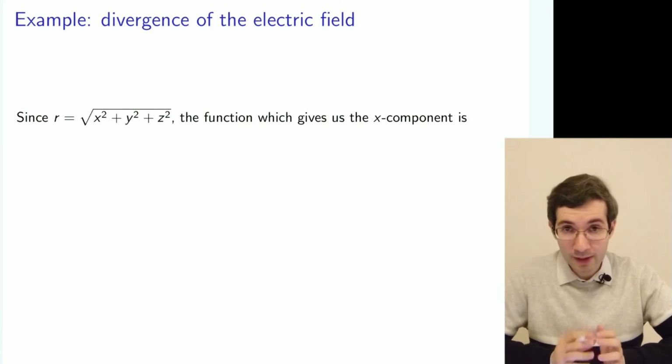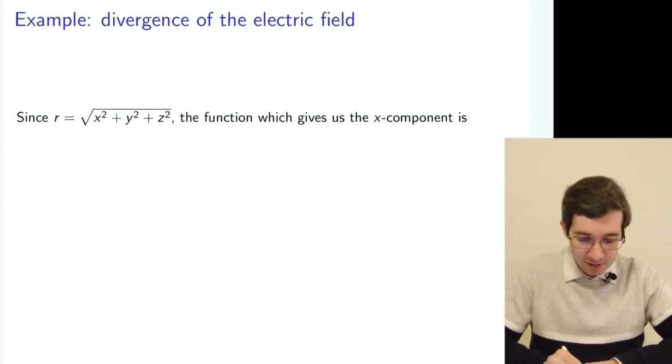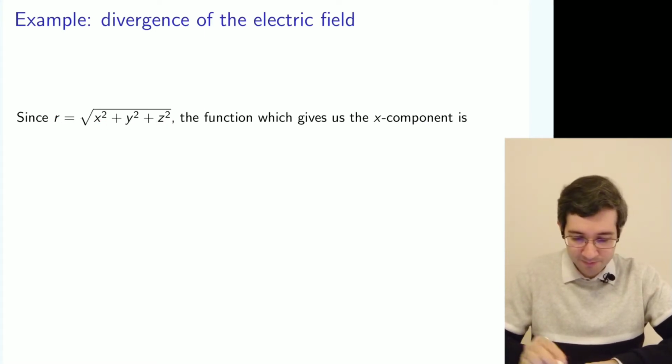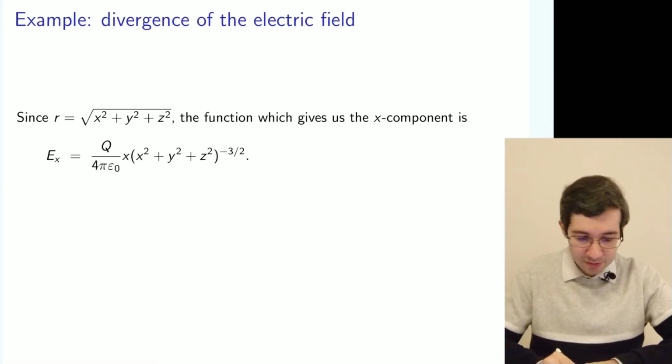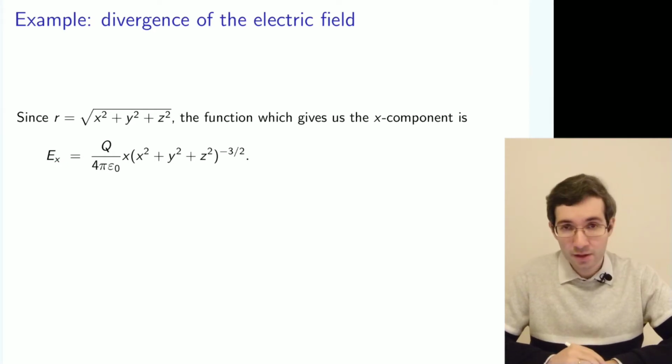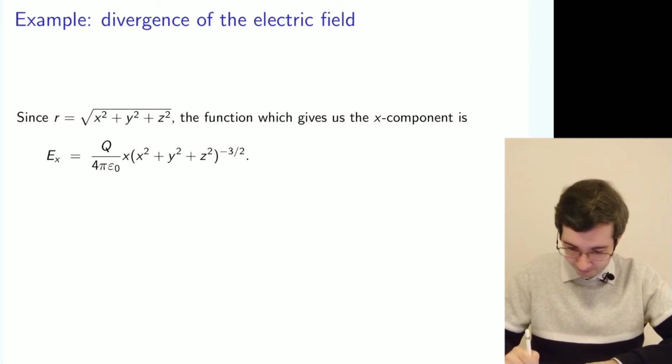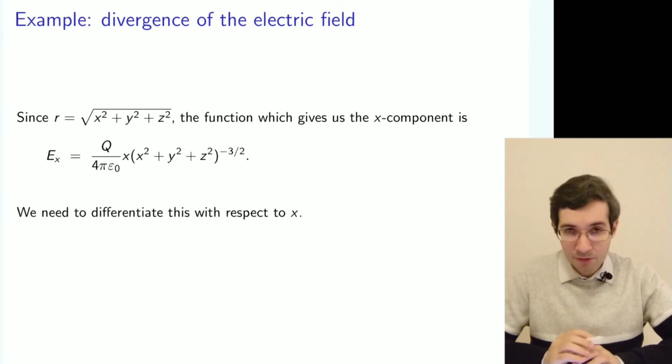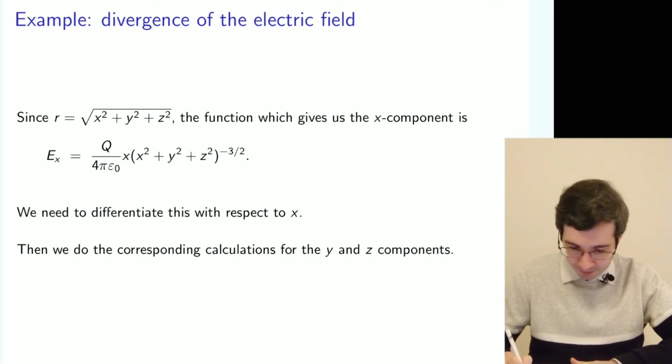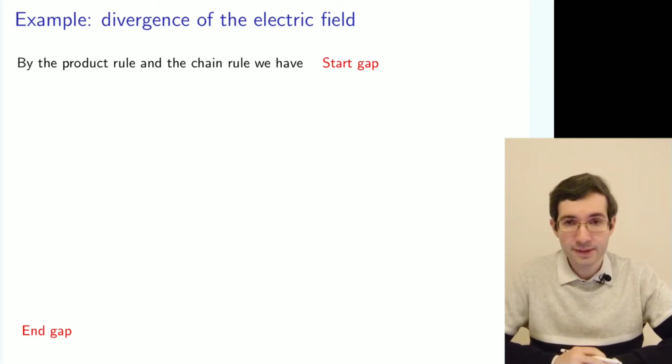Well, again, we should use the definition, but before that, we remind ourselves that r is the distance from the origin, and it corresponds to the first component of the electric vector field. And we need to differentiate these with respect to x, according to the definition of divergence. And then we do the same for y and z. So let's start by differentiating this thing with respect to x.